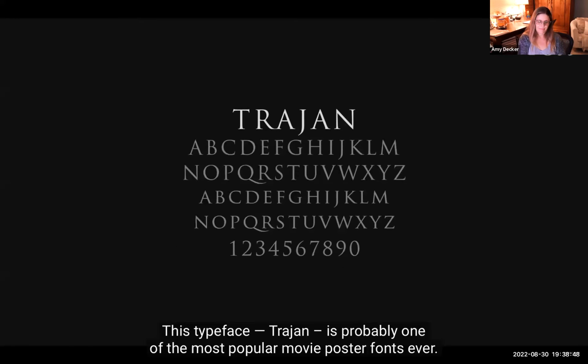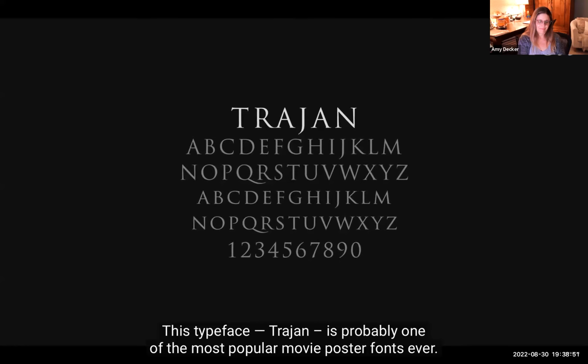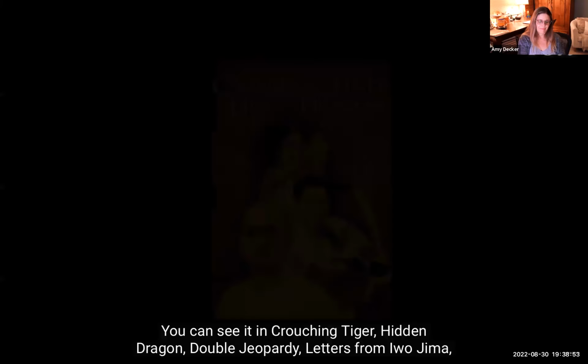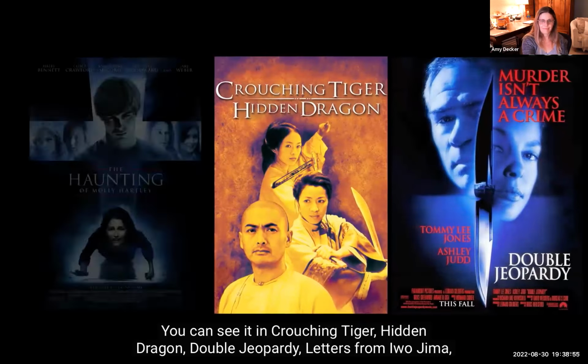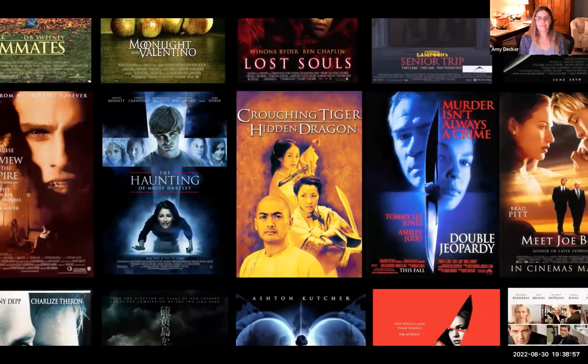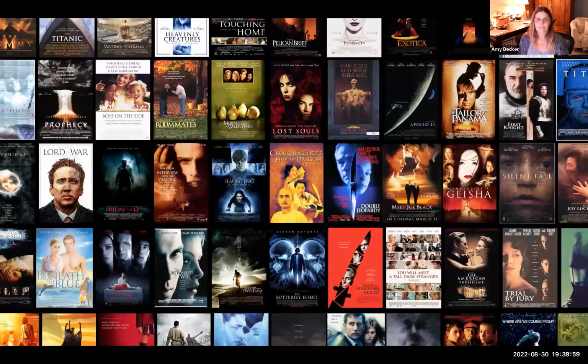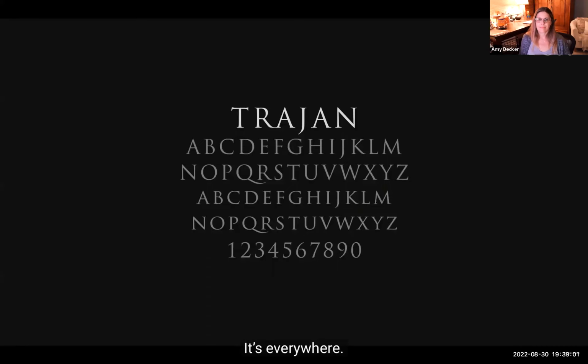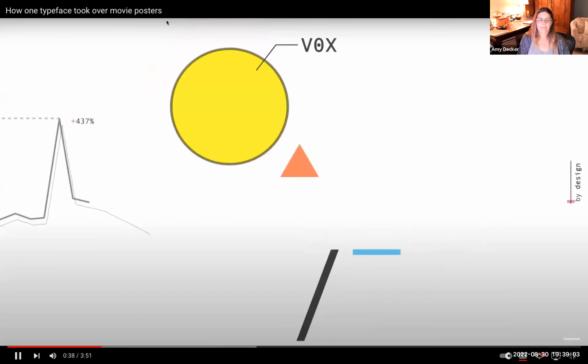This typeface, Trajan, is probably one of the most popular movie poster fonts ever. You can see it in Crouching Tiger, Hidden Dragon, Double Jeopardy, Letters from Iwo Jima, Titanic, Joe Black. It's everywhere. So how did it get there?